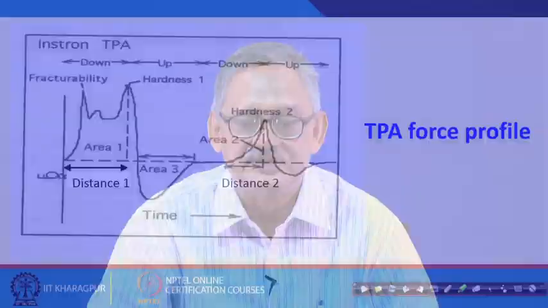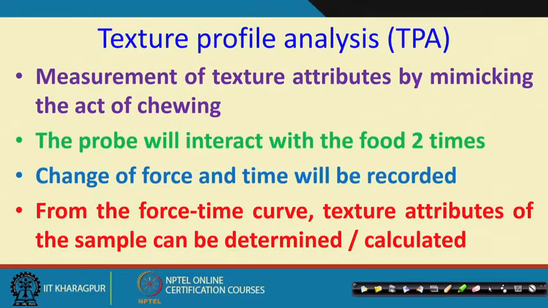So 2 times that is being done, and then the change of force and time will be recorded, and from the force-time curve, texture attributes of this sample can be determined or calculated. So that probe of the texture analyzer has come and given some force to the food material.